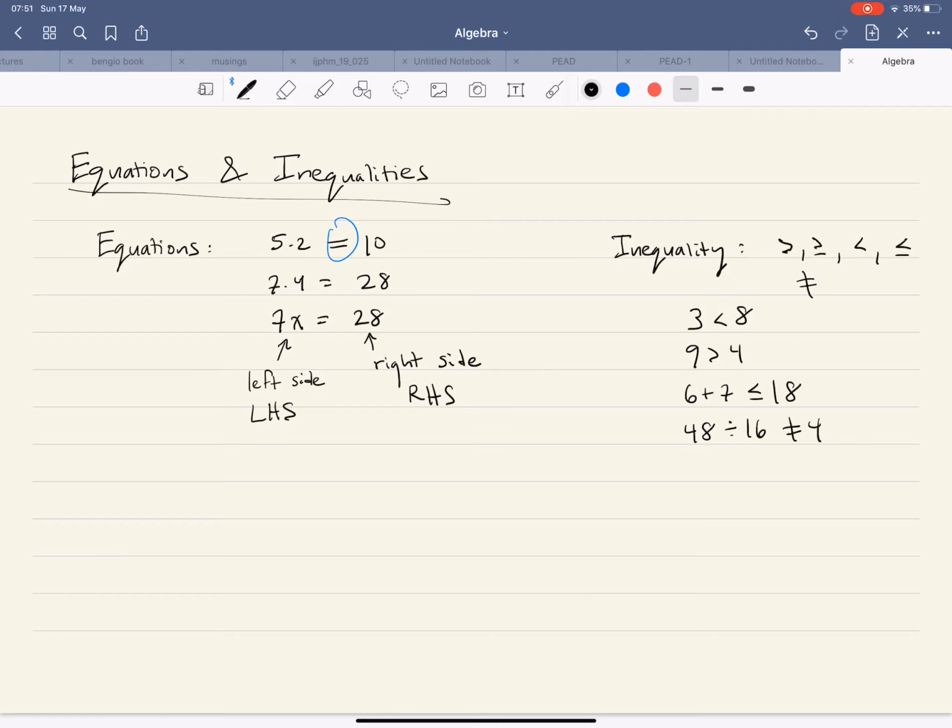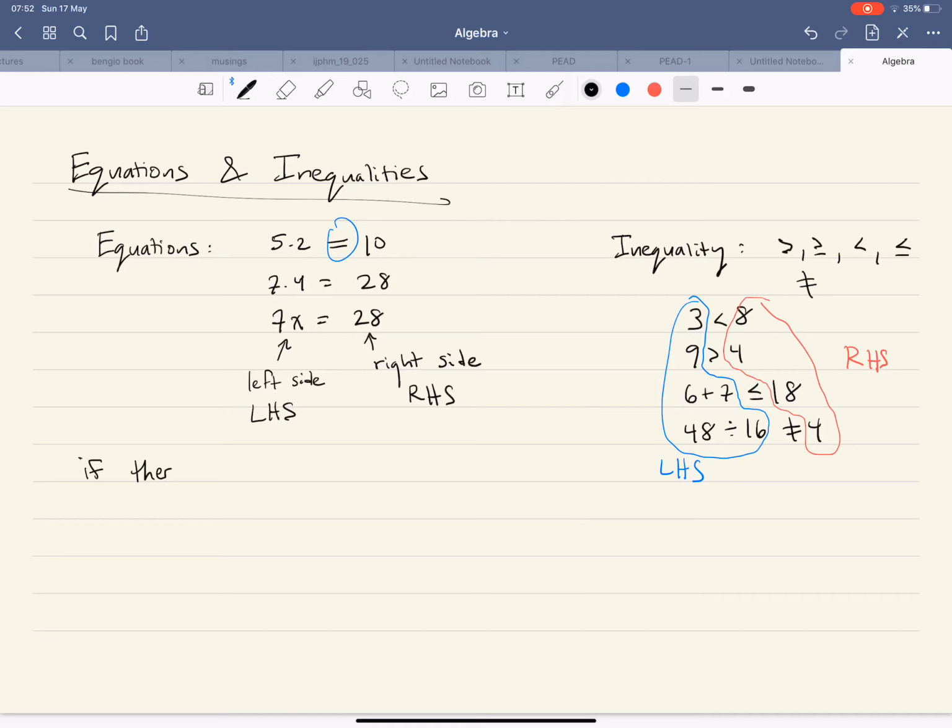And again, these things on this side of my expression are the left-hand side, and over here we have the right-hand side. Okay.